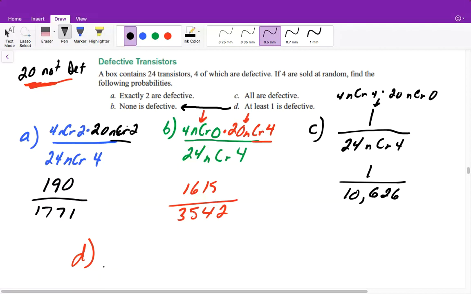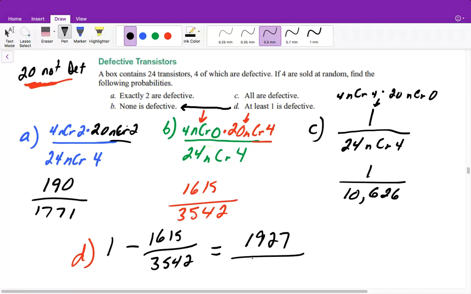So all we had to do then is 1 minus where none are defective, so that's 1615 over 3542, and that will give us a total of 1927 over 3542. All right, so when you're finding at least 1, remember, we're still using what we learned before, that we should find none, and then we take its complement.